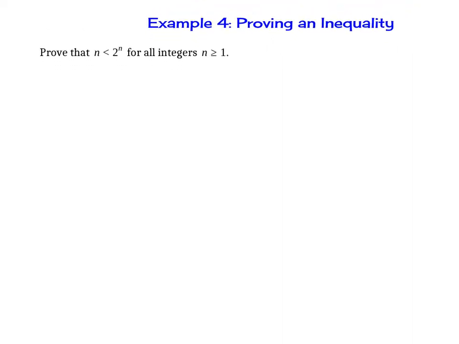So example 4, we're going to prove an inequality. Prove that n is less than 2 to the n for all integers n greater than or equal to 1. So first, when n equals 1, the formula is valid, because we plug in 1 and you get 1 is less than 2 to the first power. 1 is definitely less than 2.